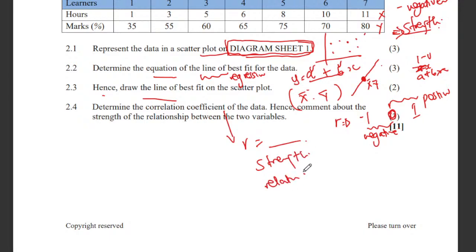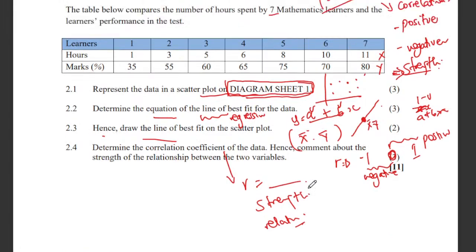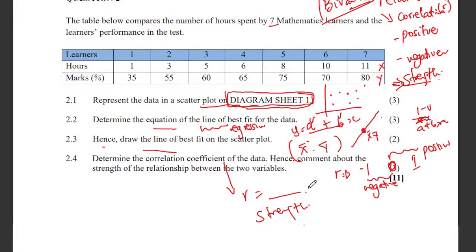So the R value, let's say it's 0.85, just taking an example. That strength will be a strong relationship, but the relationship is going to be positive. So you can say a strong positive relationship, or a strong positive correlation. That way you get all the 3 marks: 1 mark for the R, 1 mark for the strength, and 1 mark for the direction. So that is what is expected with the statistics.